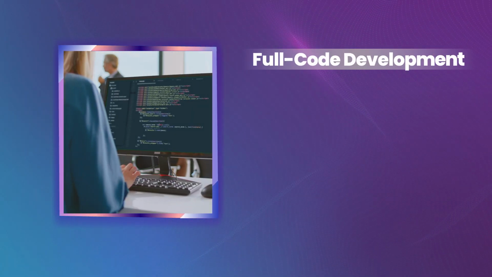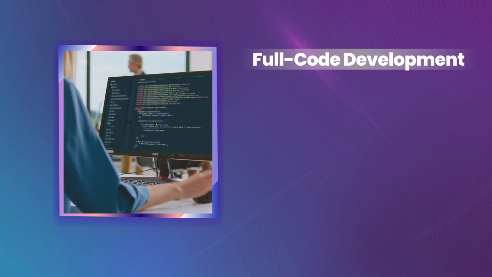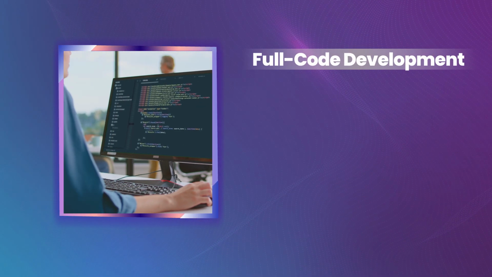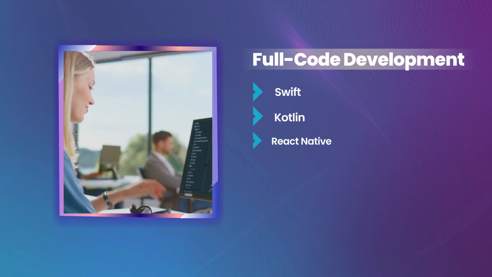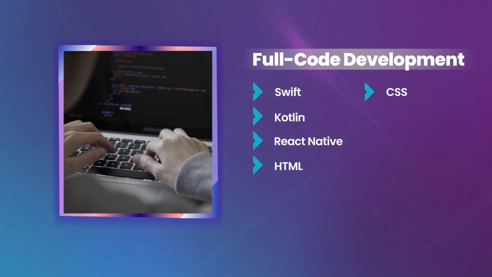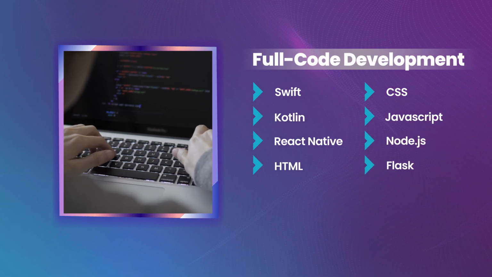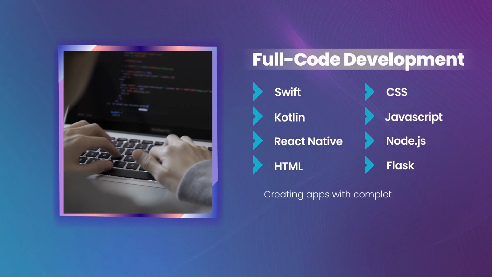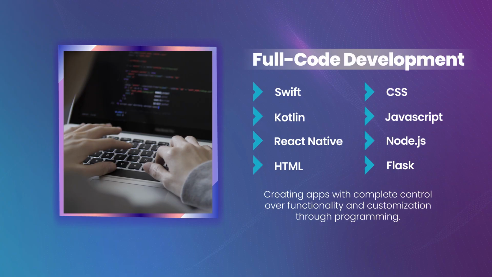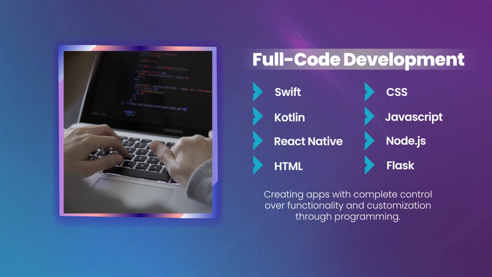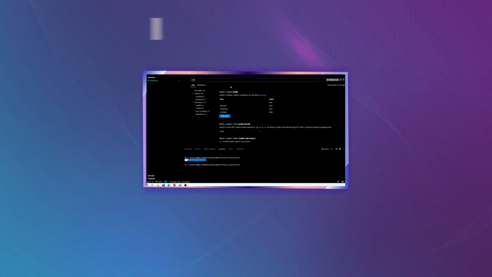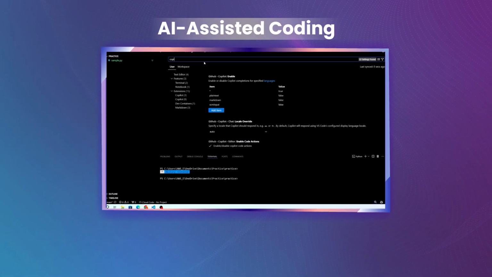Full code, on the other hand, means getting hands-on with the actual programming languages and tools. This is where technologies such as Swift, Kotlin, React Native, HTML, CSS, JavaScript, Node.js, and Flask come into play. Full code development gives you more control and flexibility, allowing you to build complex, custom features tailored to your specific needs. And now let's talk about AI.